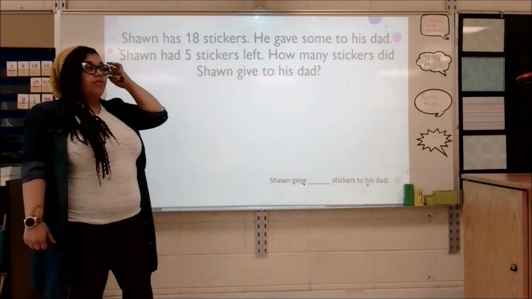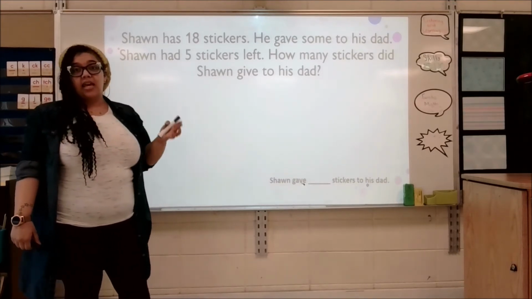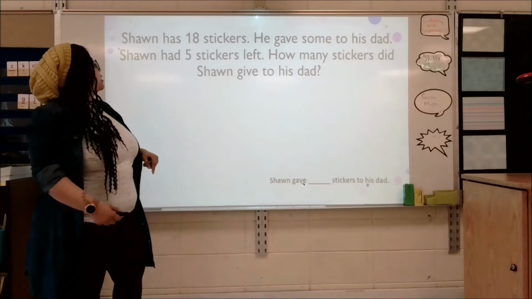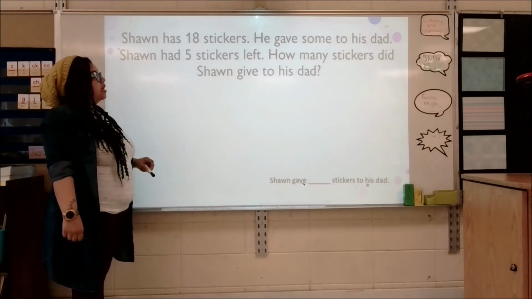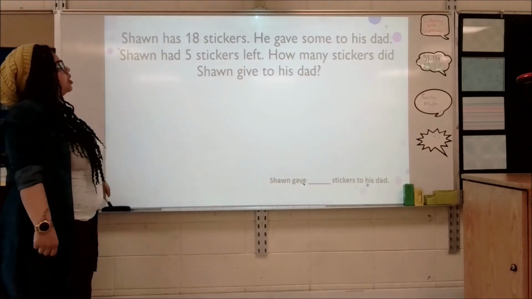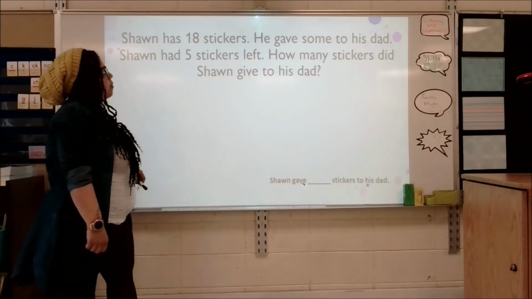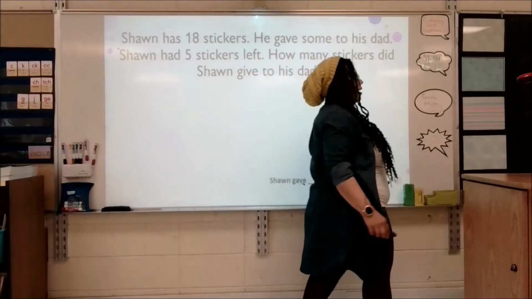Okay, here we have another word problem, meaning we're going to use the tape diagram that we learned. It says, Sean has 18 stickers. He gave some to his dad. Sean has 5 stickers left. How many stickers did Sean give to his dad?